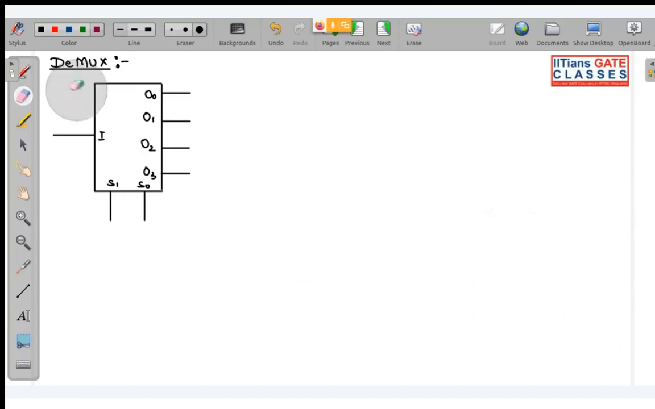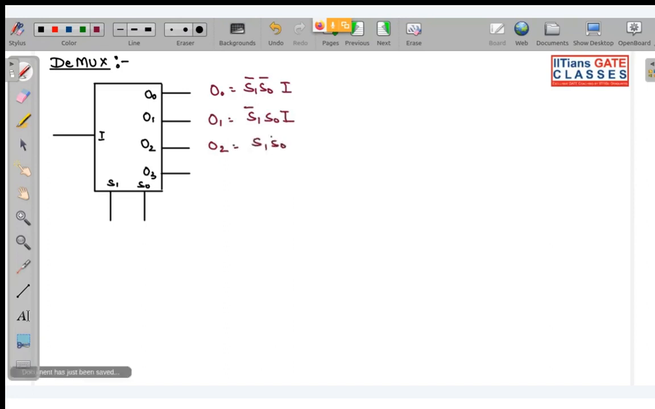So simply, if I want to write the output over here, O0 will be equal to S1 complement S0 complement I. O1 will be S1 complement S0 I. O2 will be S1 S0 complement I, and O3 will be S1 S0 I. So this is the basic about the demultiplexer.